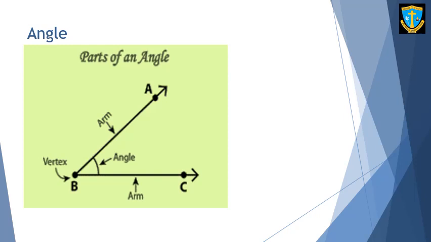Angle. Let us see the parts of an angle. An angle has 2 arms which are made of rays, and it has a common point, which we call the vertex. The distance between the 2 rays is called the angle. We can name this angle as angle ABC or angle CBA, the other way round, or by the middle letter, that is angle B. The sides of this angle are side AB or BA and side BC or CB. Vertex is B.